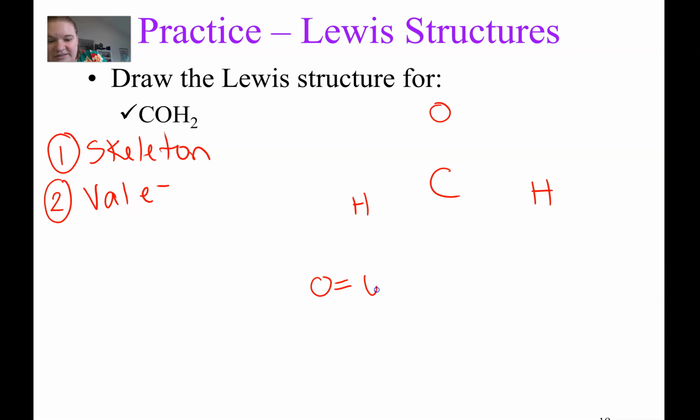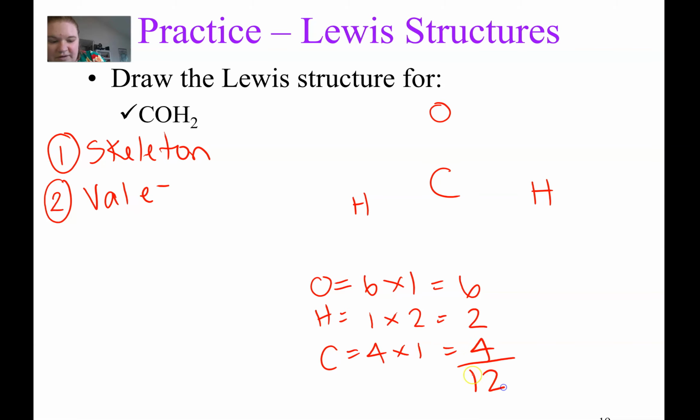Oxygen has 6 valence electrons and there's 1 oxygen. Hydrogen each has 1 valence electron and there's 2 hydrogens. And carbon has 4 valence electrons and there's 1 carbon. So altogether, I have 12 electrons.